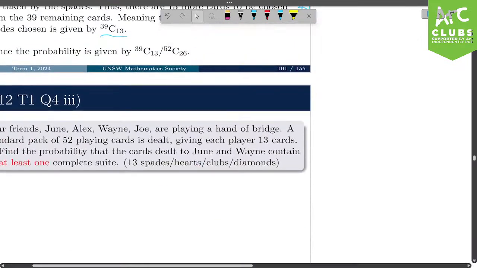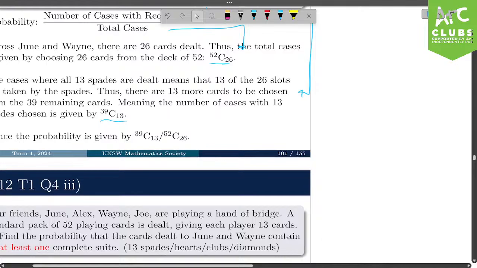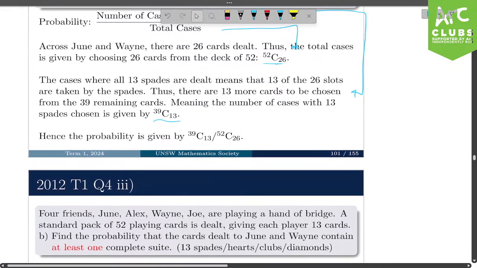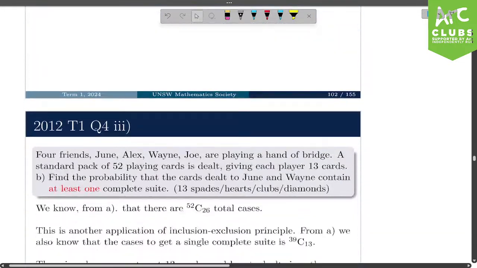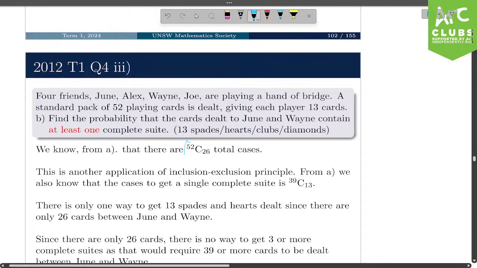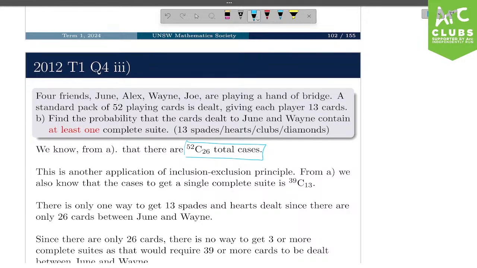So we're using this probability formula again, with the number of cases with the requirement over total cases. So we know this is total cases. Now we'll look for the cases with the requirement. So what are we going to do? We're going to use inclusion-exclusion.